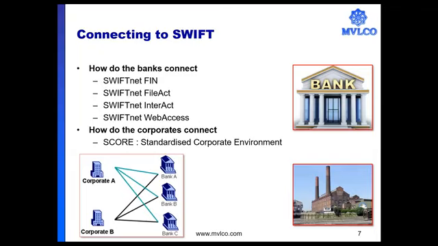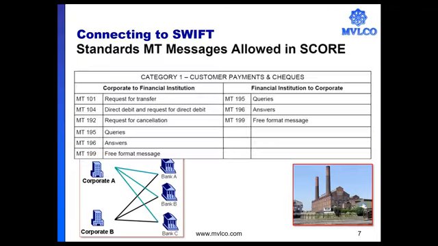A corporate is not allowed to send all different types of messages using this SCORE mechanism. Let's understand what kind of messages they can send. When we speak about different categories, when a corporate wants to communicate with a bank, it can use category 1. Out of category 1, a corporate can send to financial institutions message type MT101 and message type MT104. We will be discussing this MT101 at a later point in time.